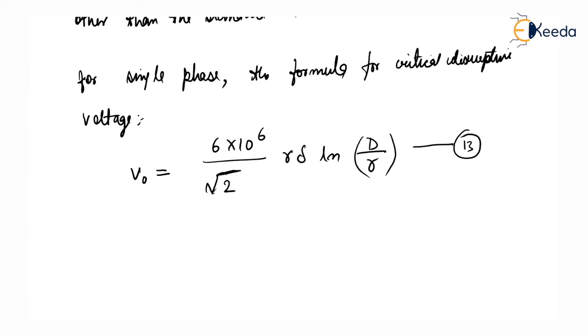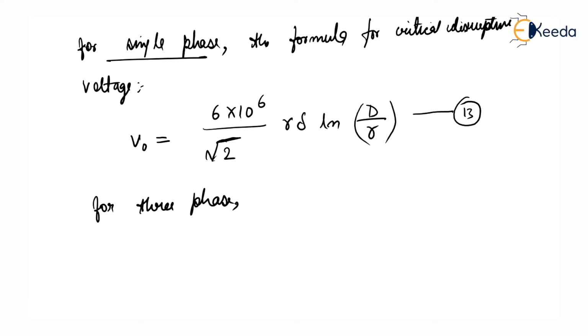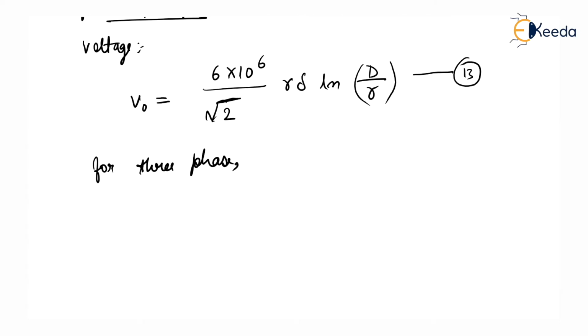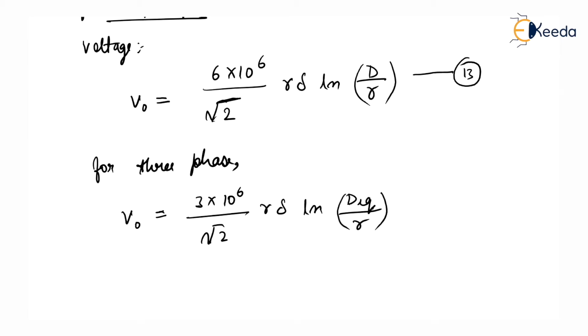Now, this is for single phase. Now for three phase, the formula for critical disruptive voltage is given by V0 equals, instead of 6 into 10 to the power 6, this is 3 into 10 to the power 6 by root 2 into R into delta log D equivalent by R, volt per phase. This is equation number 14.